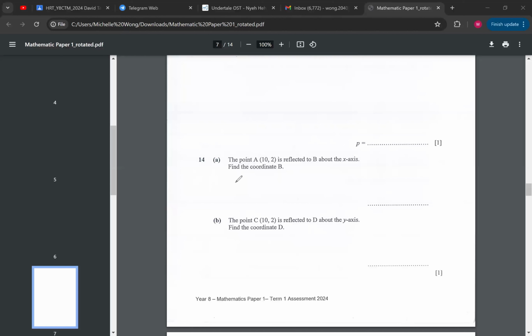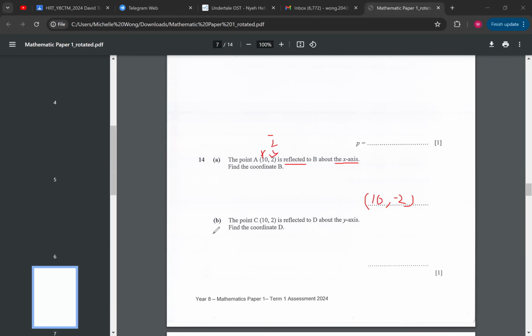For 14a, the point A, 10, 2 is reflected to B about the x-axis. Find the coordinate of B. So 10 is x and 2 is y. So they're asked to reflect about the x-axis. So when we reflect x-axis, here we just need to add a negative. So the answer will be 10, negative 2.